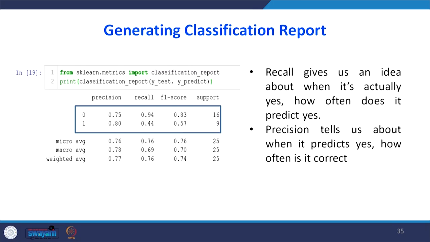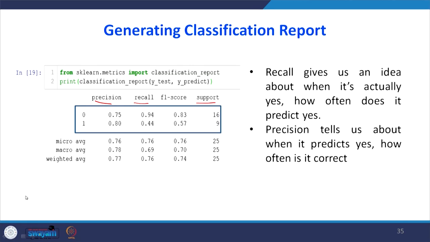Generating classification report. You see that when you use this function classification underscore report, you will get this output. There are different columns: one is precision, another one is recall, another one is F1 score, and support. This recall gives us an idea about when it is actually yes, how often does it predict yes. It is like our sensitivity. Precision tells us about when it predicts yes, how often is it correct.